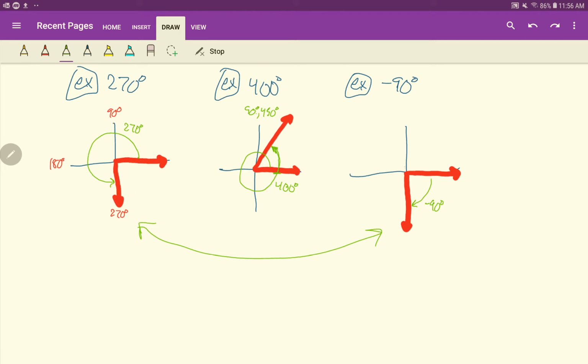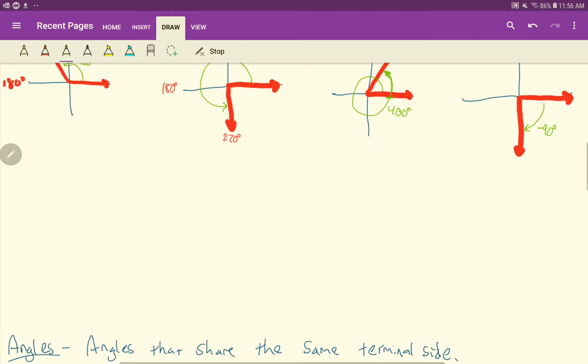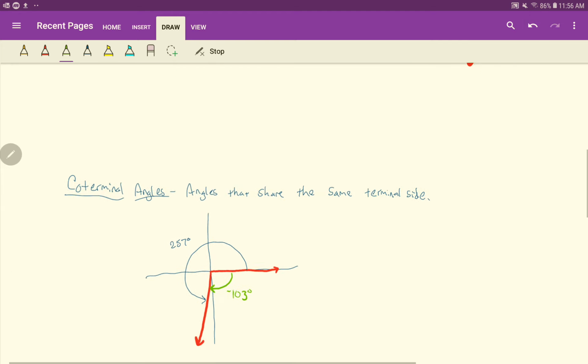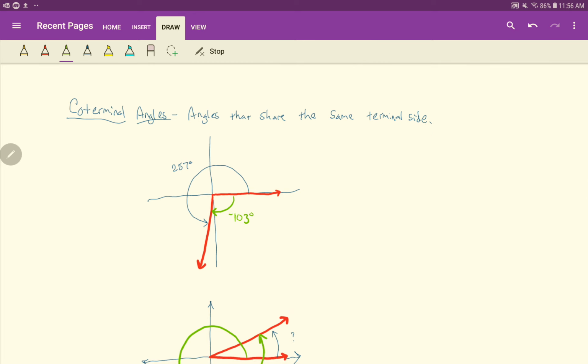And so when angles both start in the same position and both stop in the same position, that means they are coterminal angles. And that's going to be our next little vocabulary word here: angles that share the same terminal side.